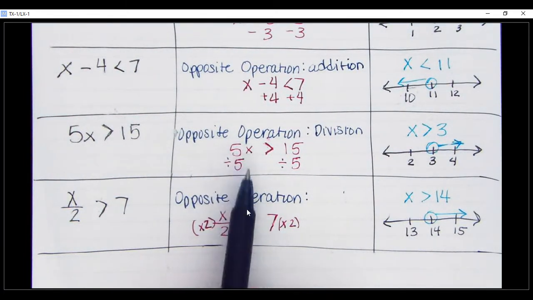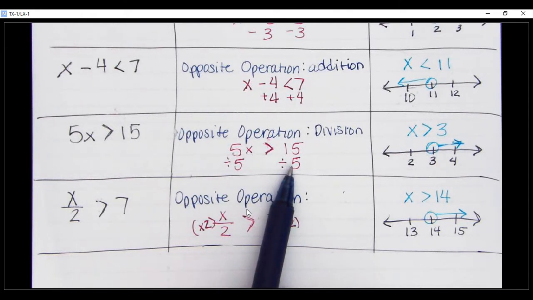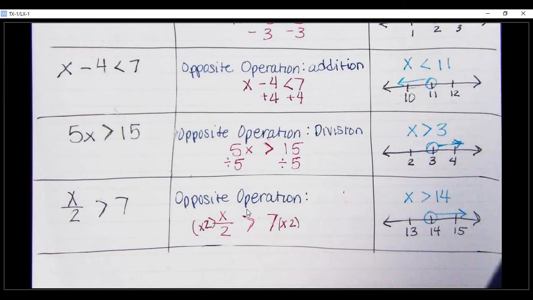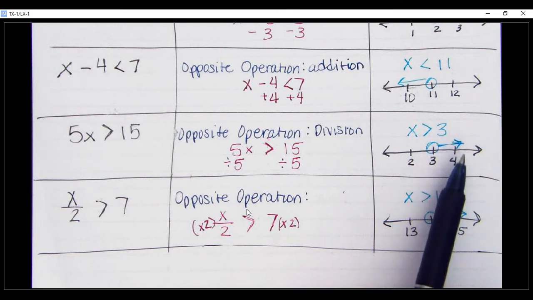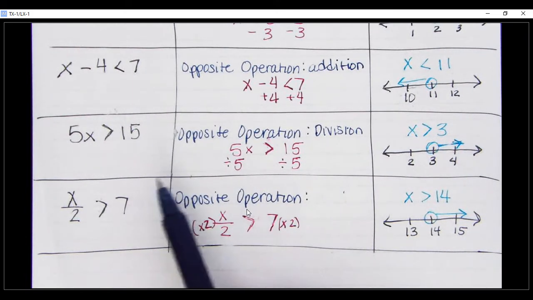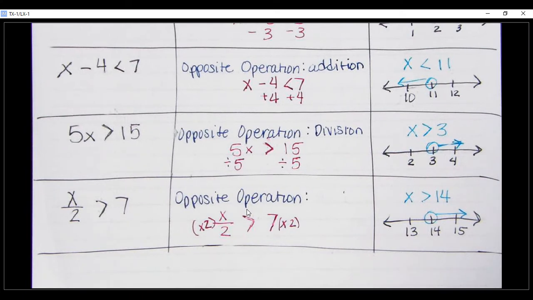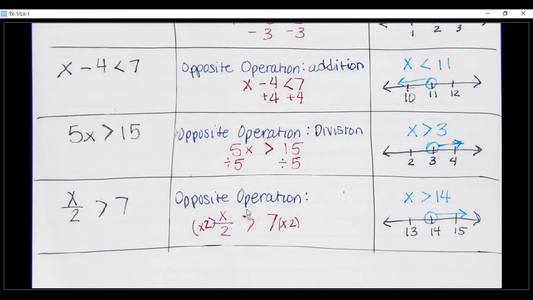So I'm going to take my 5 and divide both sides of the inequality by it, and I'm going to have my answer of x is greater than 3. Again, that means that I can have a number greater than 3 that will make this true. So we have 4, 5, 6, 7, 8, 9, and so on. So x is greater than 3 will give us our answer.